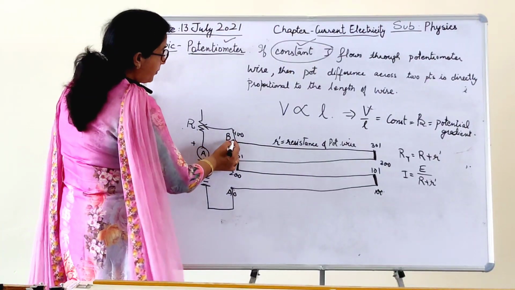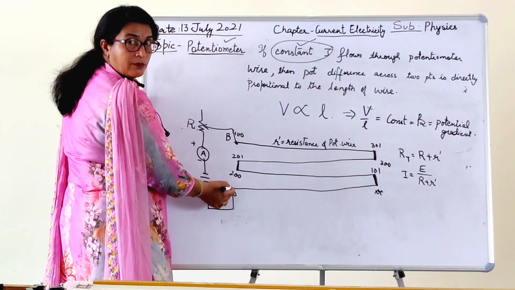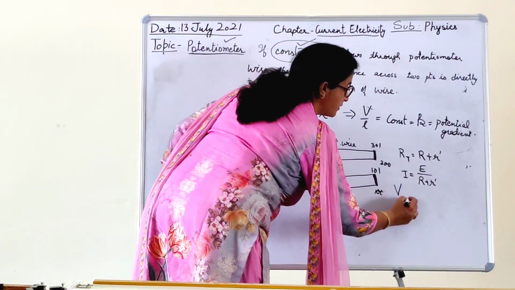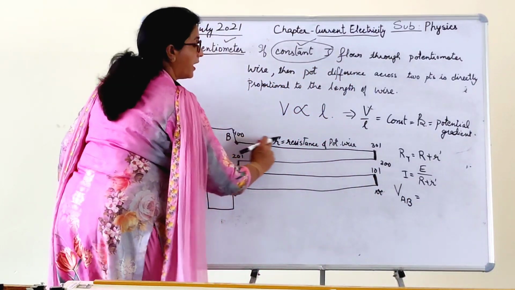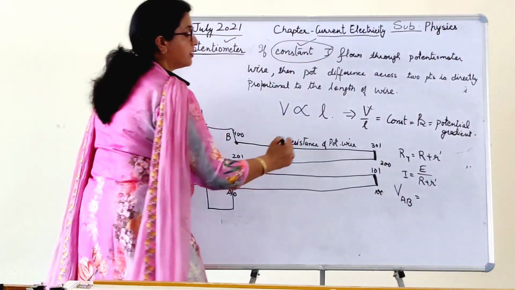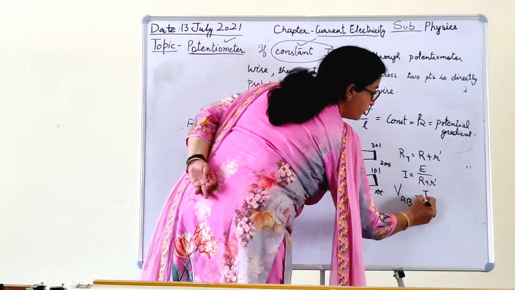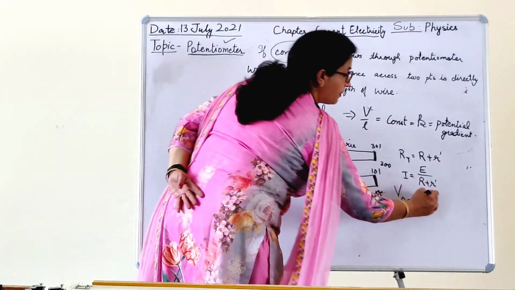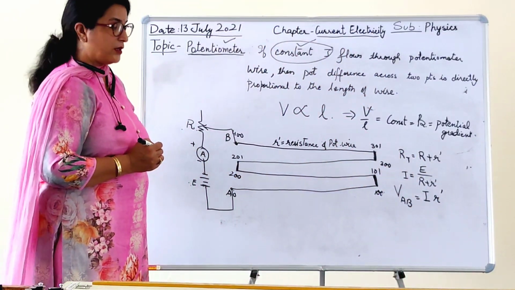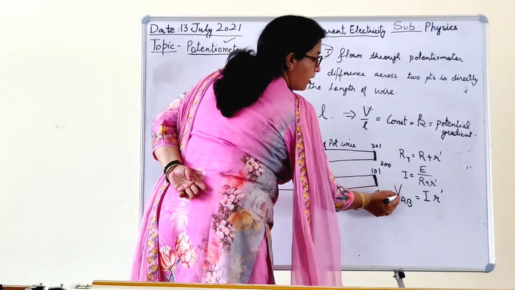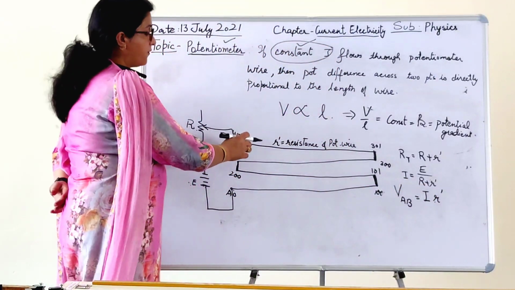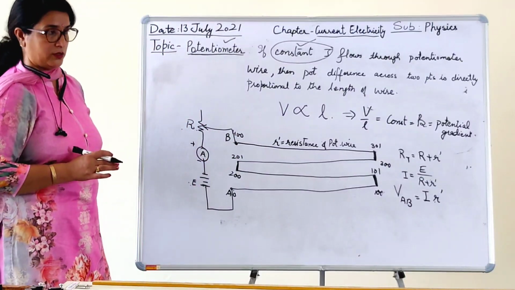Now, what will be the potential difference across AB? We will find out the potential difference across AB, that means across the ends of the wire. It is the total current flowing through the wire multiplied by the resistance of the wire. Current is constant. R dash, the resistance of the wire, is constant.